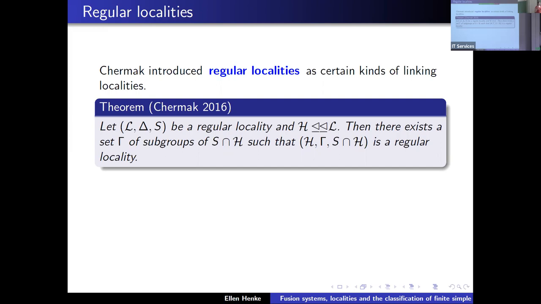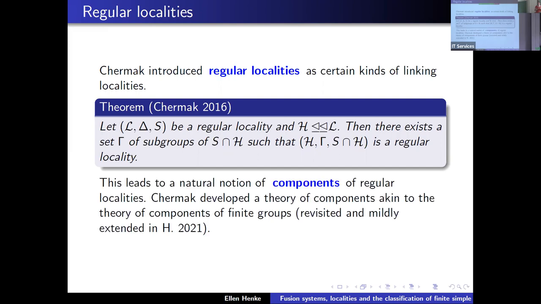And now we have a natural notion of quasi-simple linking localities. And this means also that we can say that a partial subnormal subgroup is quasi-simple. And this gives us then a natural definition of a component. So we get a natural notion of components of regular localities. And we get also a nice theory as we get it for groups. We get the definition of a layer, and there's a notion of a generalized Fitting subgroup. And I revisited and extended this in a preprint last year.